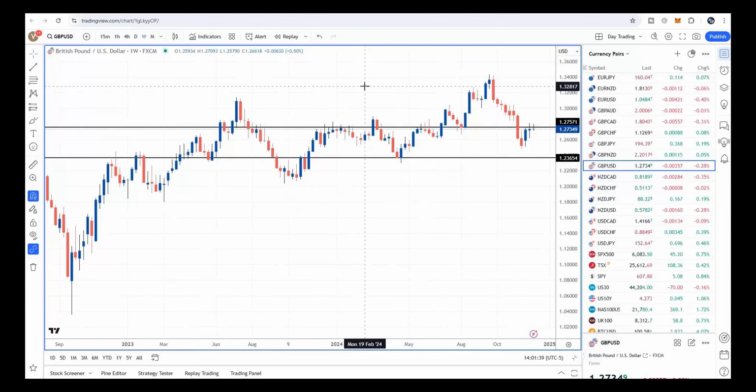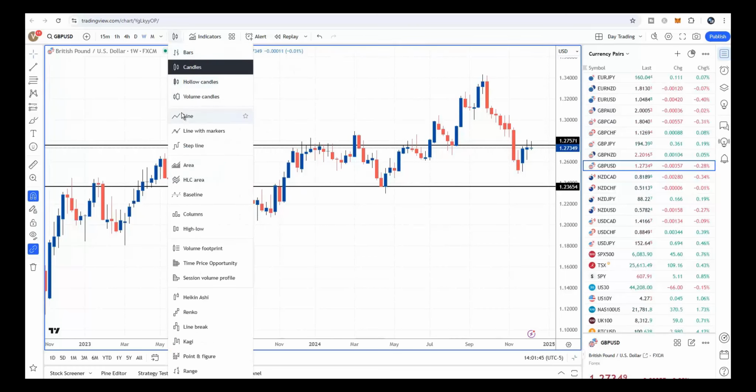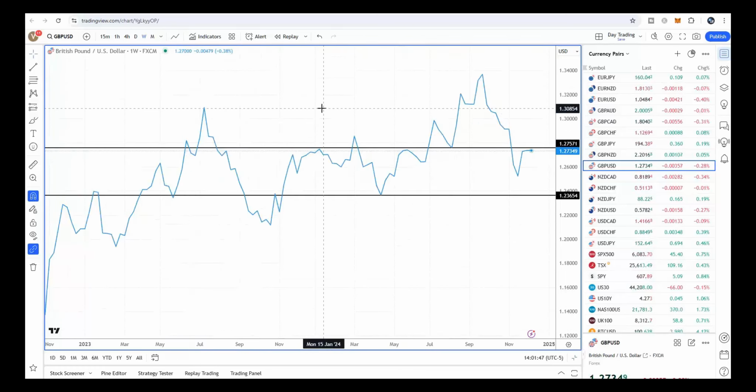What you can do, this is a weekly chart now, okay? So what we can do is turn this into a line chart. And most trading software, you can do this. This is TradingView, and that works really well. And what we're looking for is places on the chart where, by the way, a line chart shows closing prices, which is exactly what we use for drawing our support resistance line.